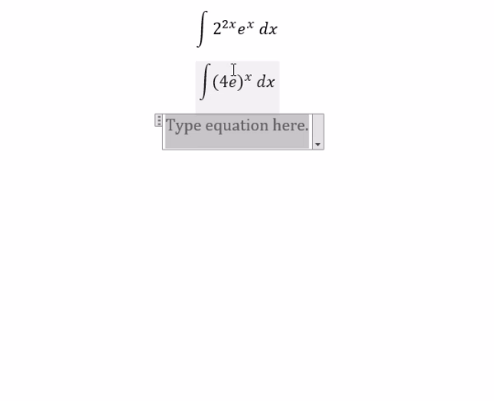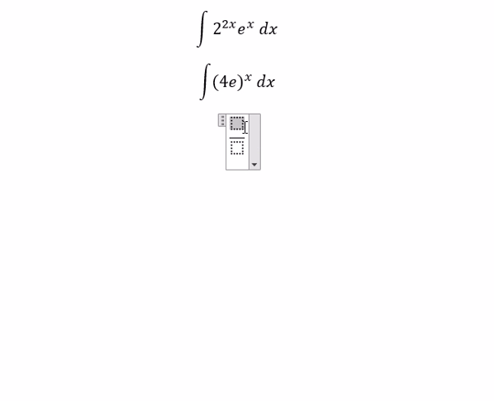The integral of 4e to the power of x, you will get about 4e to the power of x over ln of 4e plus c. That's the end.